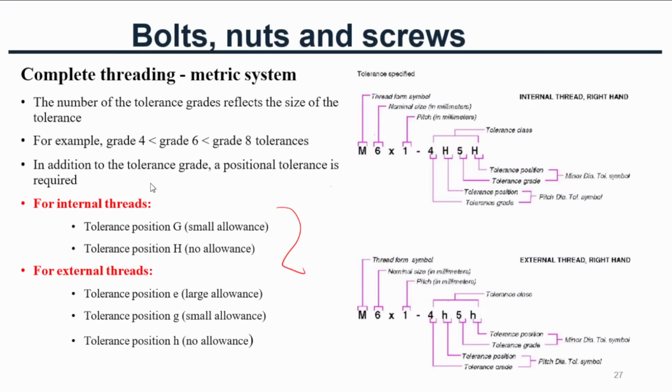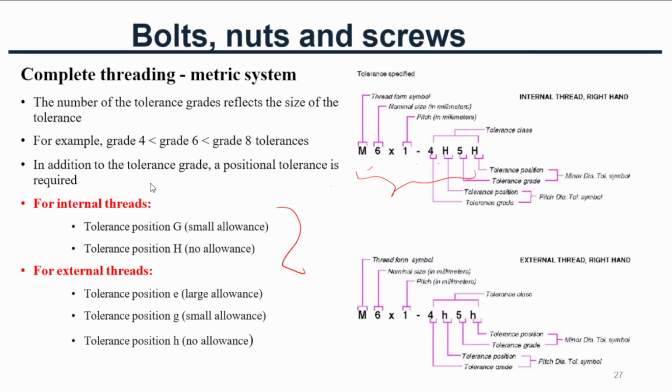Okay. So when we come to external threads, you can see e, g, h. E means large allowance, more clearance. Position g means small allowance. Position h means no allowance. It's a very tight fit. Right, h means no allowance. Right, so here you can see the general notations.